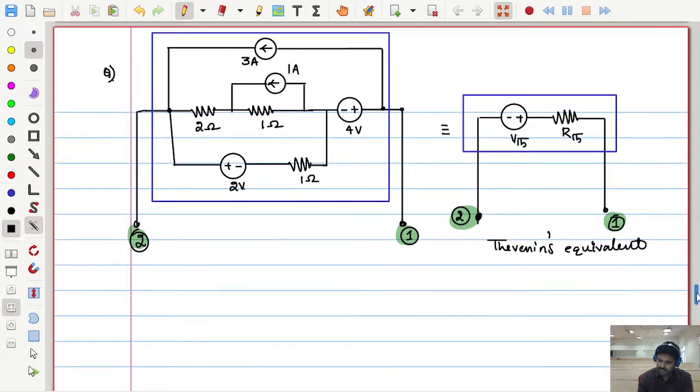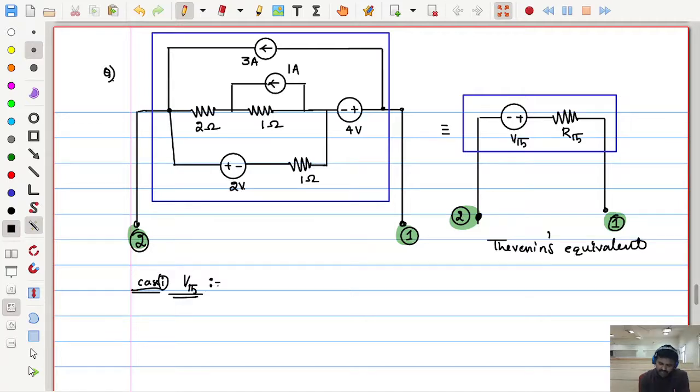Now what we need to do is that this entire blue color highlighted part inside the circuit needs to be replaced with one voltage source in series with one resistor. That is our task. So what we do? Take case 1, in which we try to determine the Thevenin's voltage VTH.